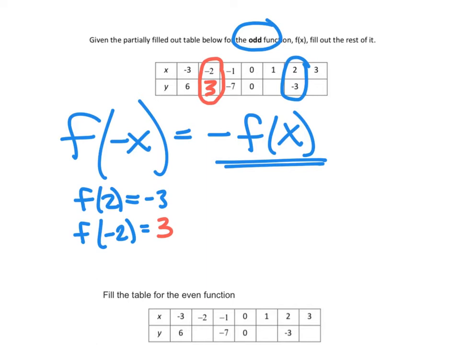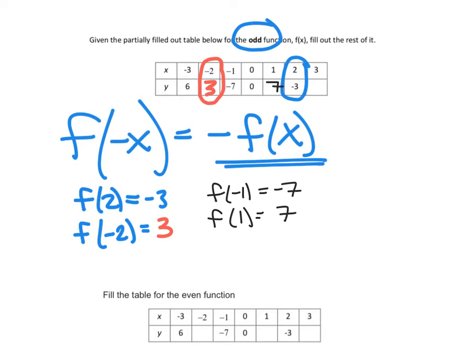Let's take another one we know. f of negative 1 is equal to negative 7. And the rule says when you substitute in negative x, so in this case that would be 1, I need to get out negative f of x. So I should get out positive 7.